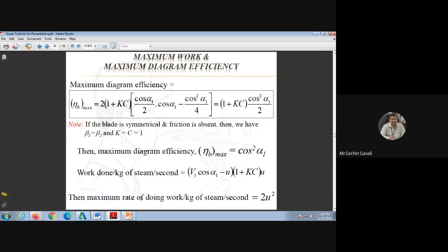cos alpha 1 divided by 2. Okay, so we solved that and what came is 1 plus k c, here we called b as c, constant. In the book it is called b, in the book it is c: 1 plus k b or k c, cos square alpha 1 divided by 2. And if the blade is symmetrical and friction is absent, then beta 1 is equal to beta 2 and k is equal to c is equal to 1. Okay, then maximum blade efficiency is equal to cos square alpha 1, and in that case work done per kg of steam per second is equal to v1 cos alpha 1 minus u into bracket 1 plus kc into u, then cos square alpha 1. Okay.